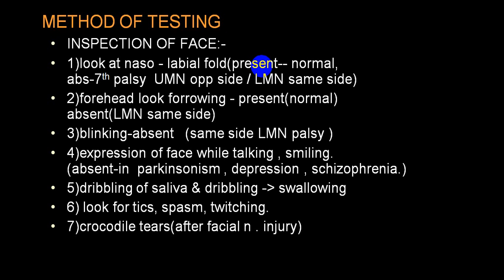As far as expression is concerned, while talking and while smiling, in case of Parkinsonism it is an expressionless face, or we call it a mask-like face. Also, it will be affected in a person who has psychological disorders like depression or schizophrenia. Expression is usually absent. The person who has a lower motor neuron palsy will have dribbling of saliva from the angle of the mouth. The angle will be drooping down.